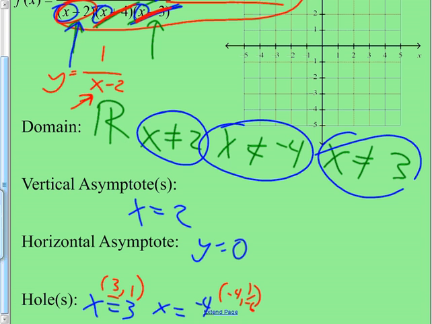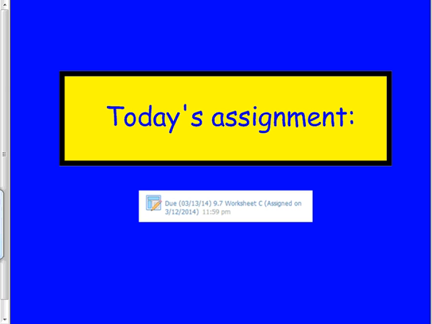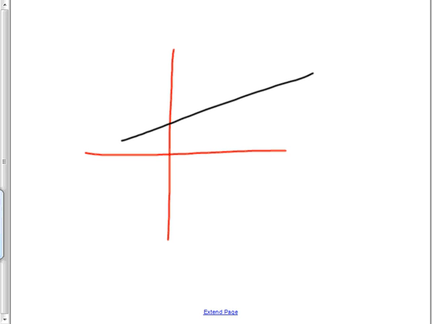Okay. So that's pretty much just a review. Then we need to touch on that one thing that we didn't learn yesterday, which was: what if I give you a graph that has a hole in it? How do you tell what the equation is for that graph?